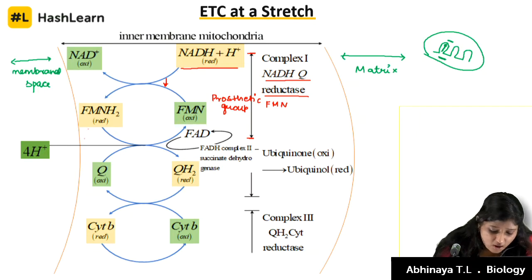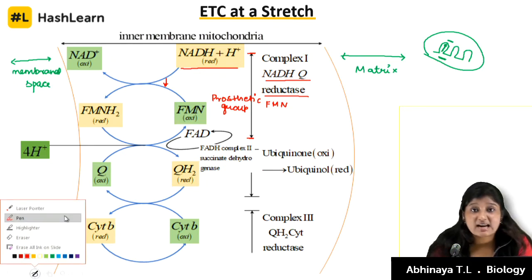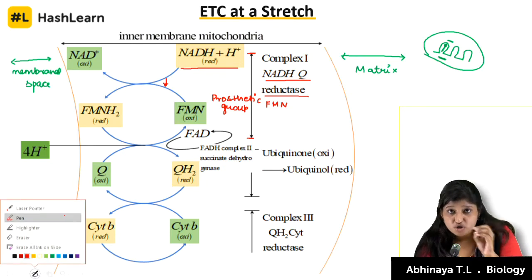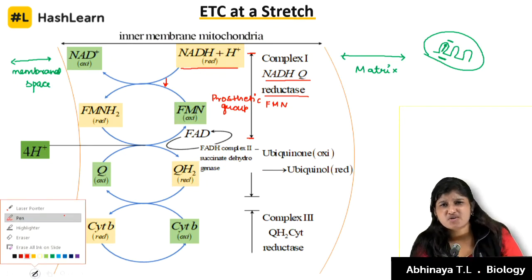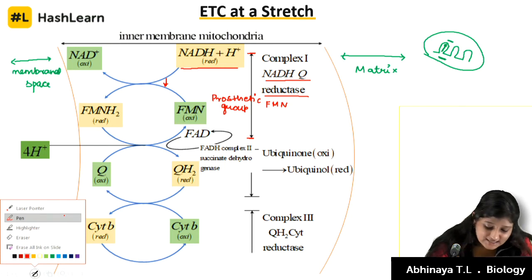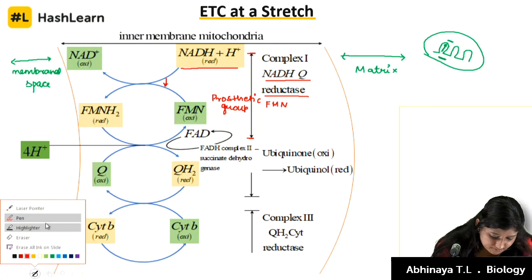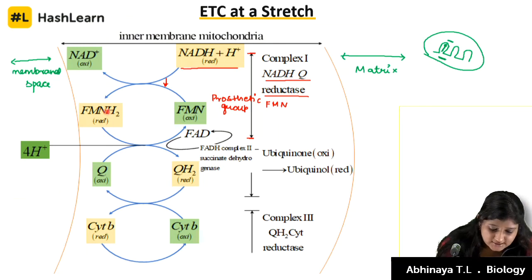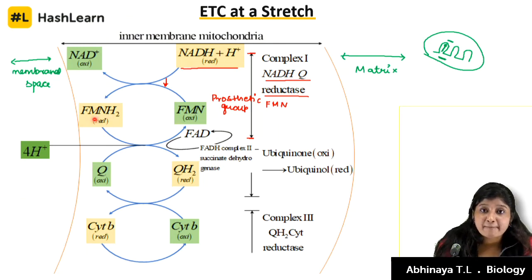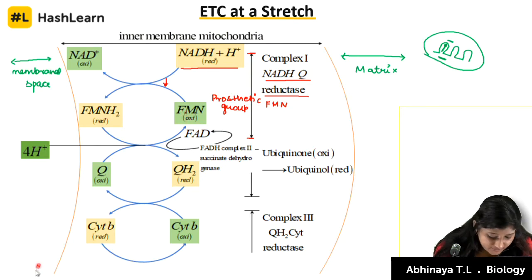Okay, it may look a little complicated to you. As we get time at the end of the class or in the next class, in the NEET slide, we are going to draw this again. I'll tell you the trick to draw it. It's pretty simple, but please keep a note on every step as I'm explaining it. Okay. So this is the reduced form, FMNH2. It's the prosthetic group of complex 1.